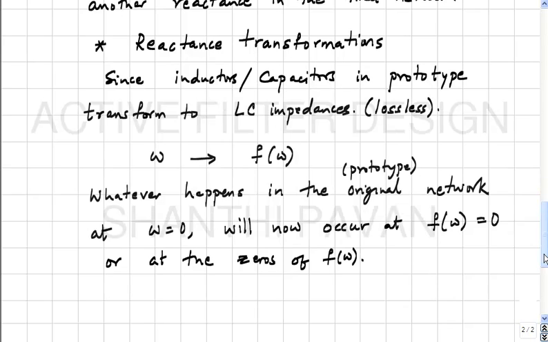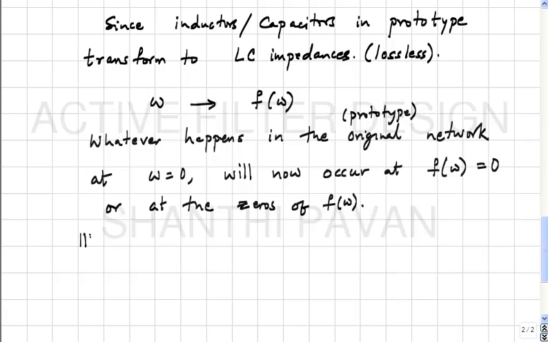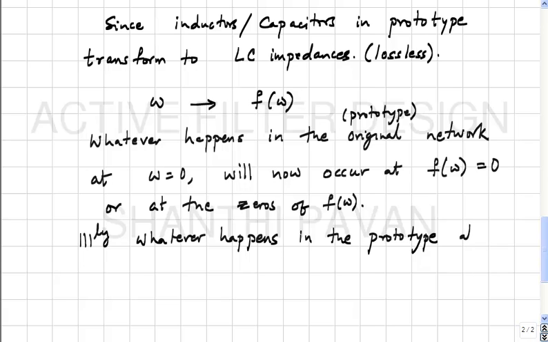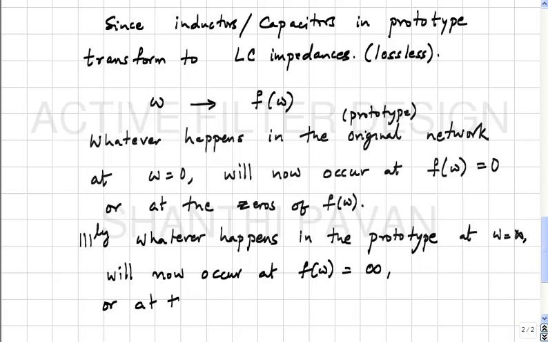Okay. Now, similarly, whatever happens in the prototype at omega equal to infinity will occur at frequencies where f of omega goes to infinity, or at the poles of f of omega. Does this make sense? Okay.